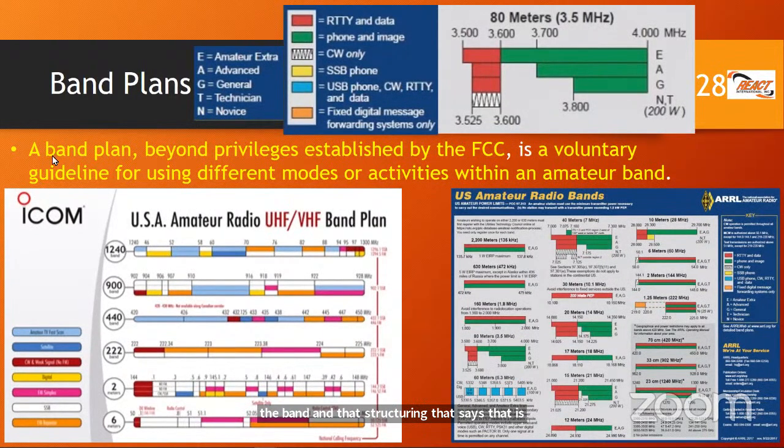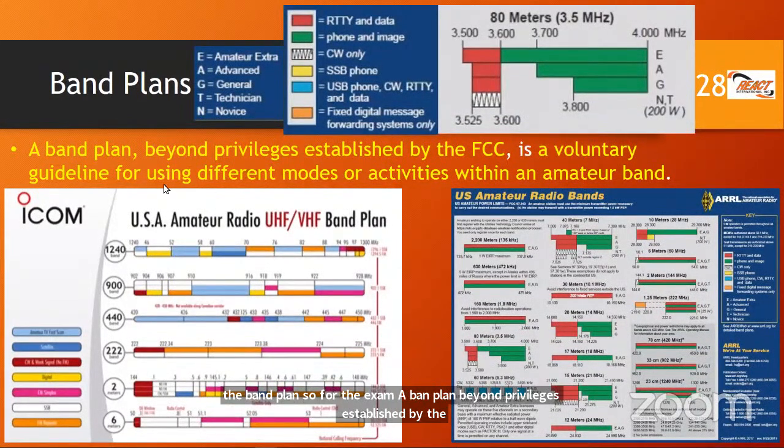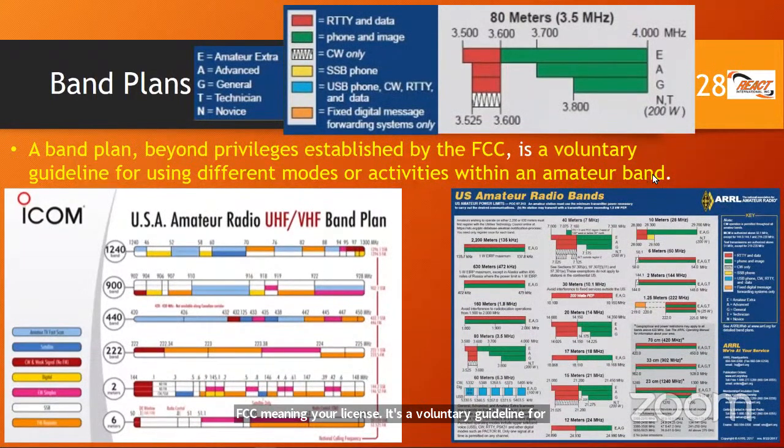So for the exam, a band plan, beyond privileges established by the FCC, meaning your license, is a voluntary guideline for using different frequencies or different modes or activities within an amateur band. So notice that it's voluntary. It's not specified by the authority. It is something made as a community. Quite often the IARU, the International Amateur Radio Union, gets together and works out band plans for the various regions, regions 1, 2, and 3. And we try as best as possible to stick with the band plan because it helps us avoid interference. So this is the exam question: What is a band plan?